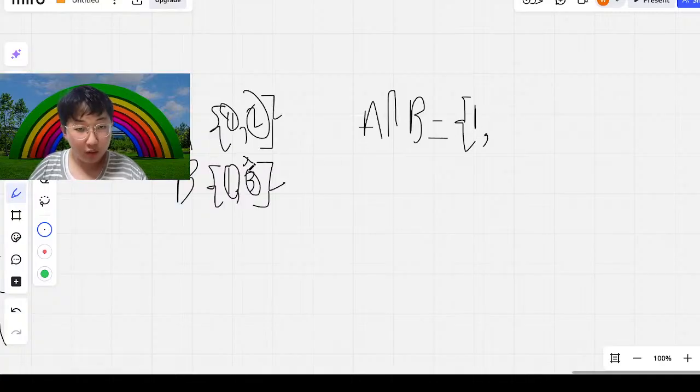And so is 3, because 3 is not in A, but it is in B. So we cannot say it's in both. So therefore, the intersection of A and B in this case is just a set that only has 1 as an element.